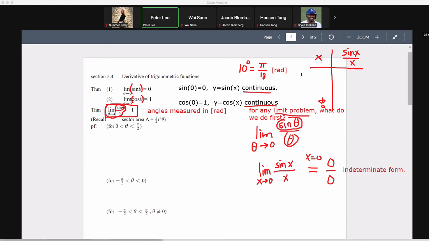So in this case, what happens if we substitute pi over 18? If we substitute pi over 18, then what we end up getting is sine of pi over 18. And the important thing is that over, this is pi over 18, and then what? Over pi over 18.